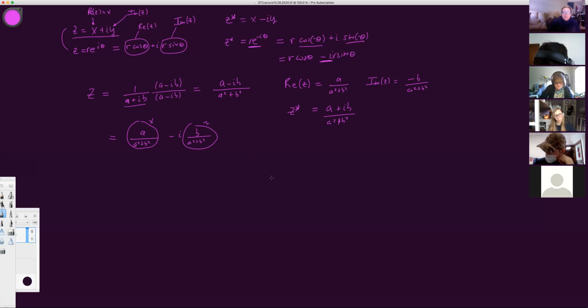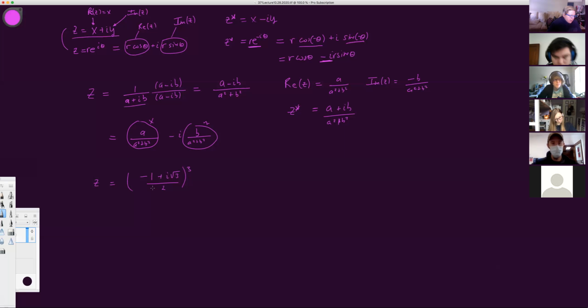Okay, so let's see if we can do this last example. Let's look at the real and imaginary parts of this: negative 1 plus i times the square root of 3, all over 2, so this is z cubed. Now, I'm not going to make you guys do this. I'm going to show you a little bit of what to do.